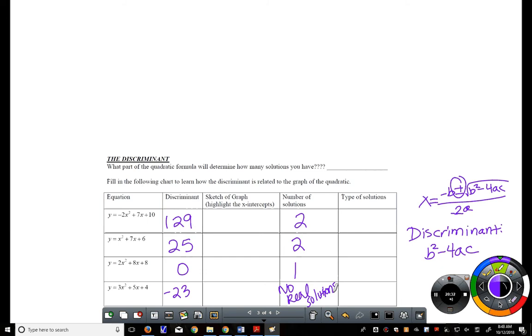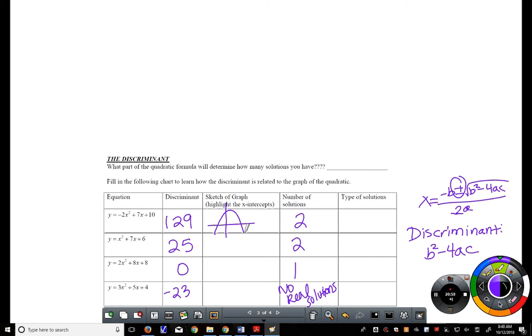Okay, so let's think about this. We're going to make a sketch. We are in no way putting these parabolas in the right place. We just want to know what we should be able to tell from these quick pieces of information. So with a discriminant of 129, I know there's 2 solutions. I know this parabola faces downward. I really have no idea what it looks like, but it should be something like this. It should cross the x-axis twice, right? Just putting together what 2 solutions means graphically, okay?